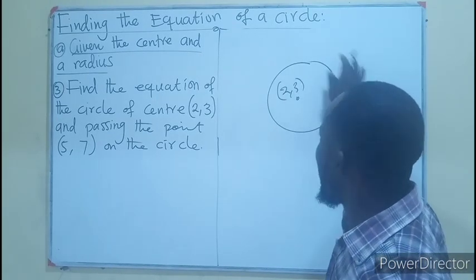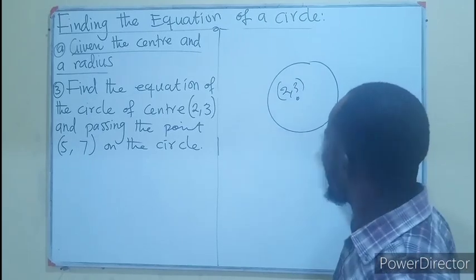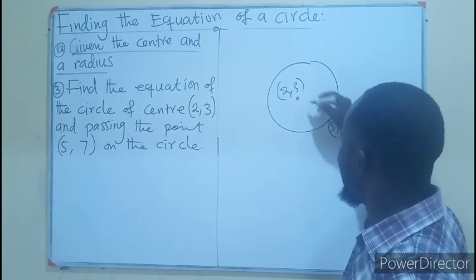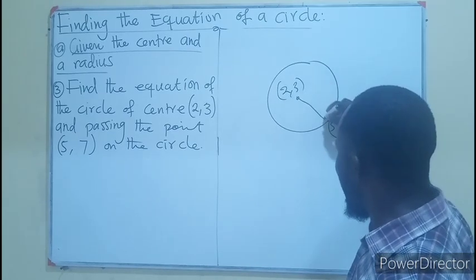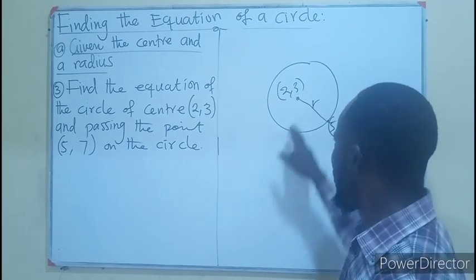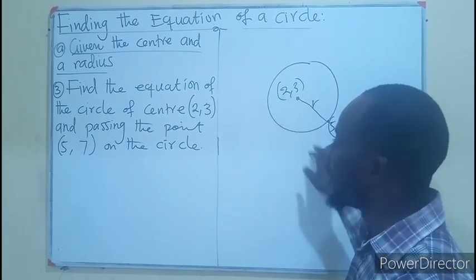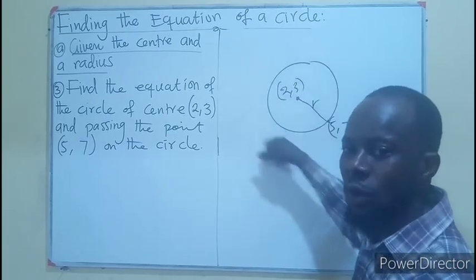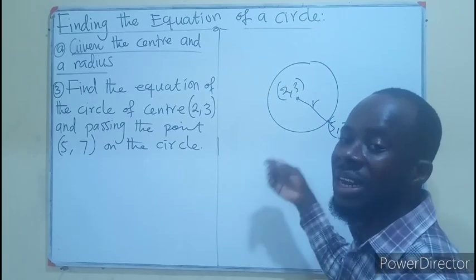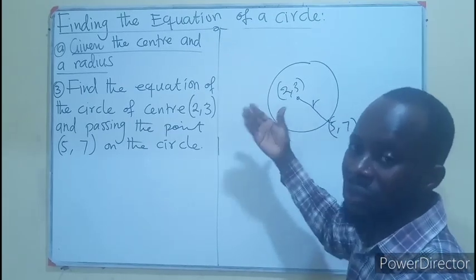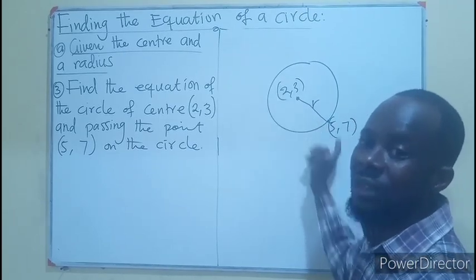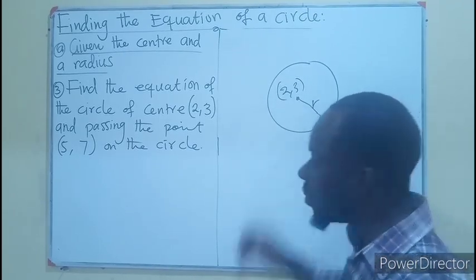You know, if I have a circle that has a center 2, 3, and any point on the circle having the point 5, 7, if I join the center and that point, that will give me what? Radius. So the radius is just the distance between the center and any point on the circle. So how will I find the radius here? I can find the radius using the magnitude, the length of the distance between the 2 points.